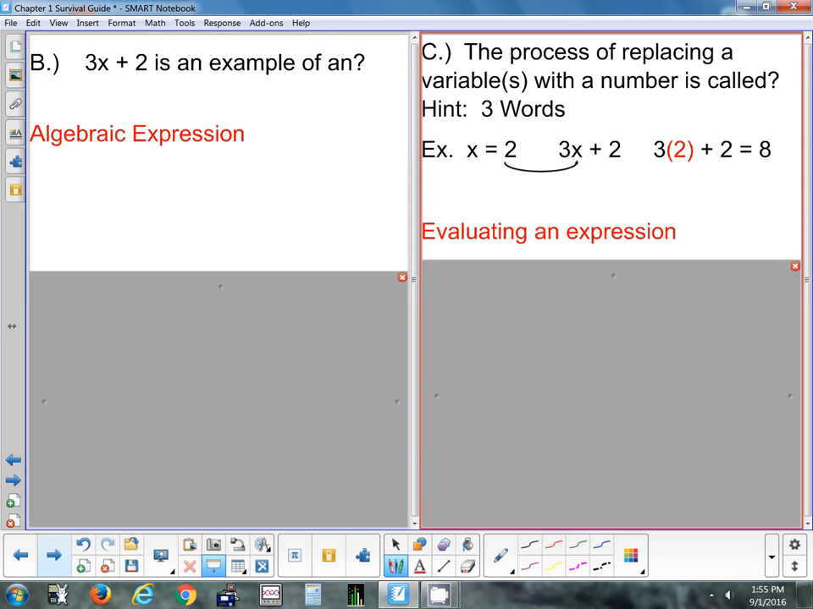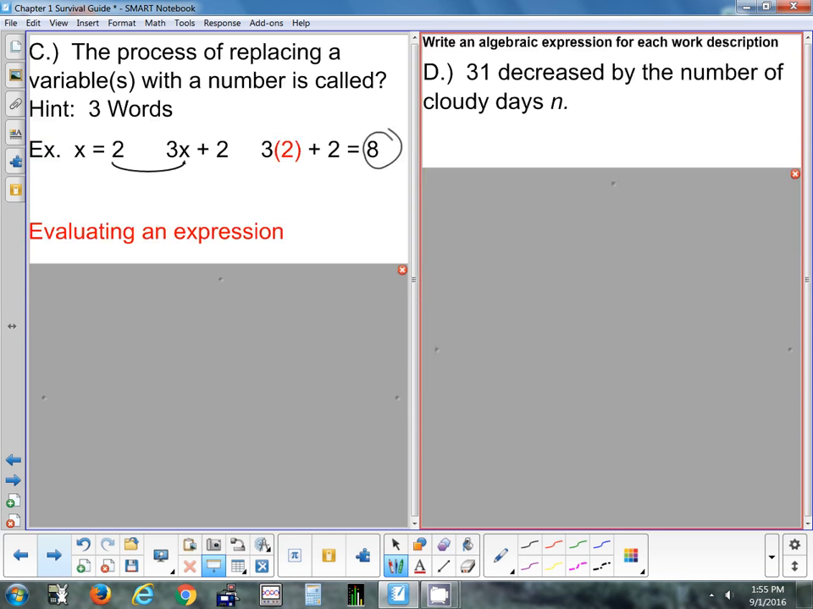Most of the time, you would see this as a direction. On the test, it may say evaluate the following expression. What that means is they'll give you a number, and they want you to plug it in for the letter. And then once you do that, you can use your calculator, or you just do it in your head, and simplify and actually get that answer. All right, let's take a look at this one.